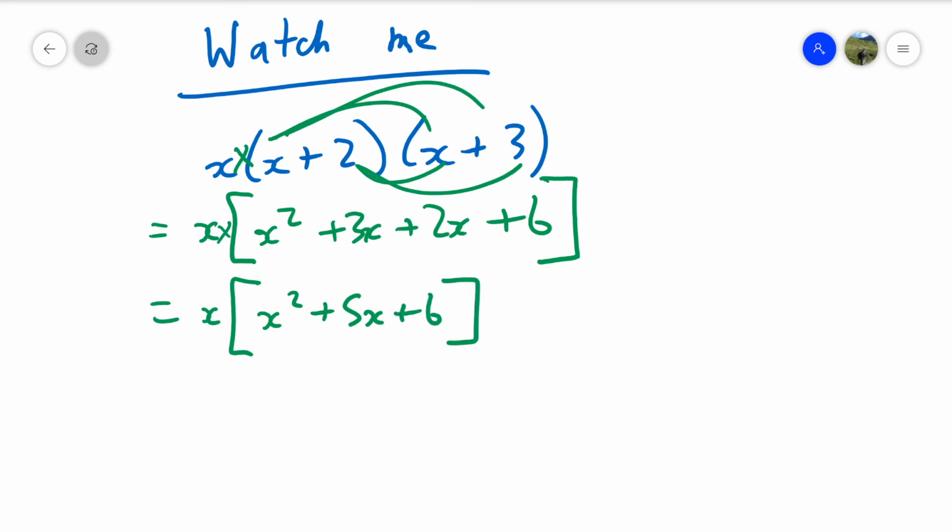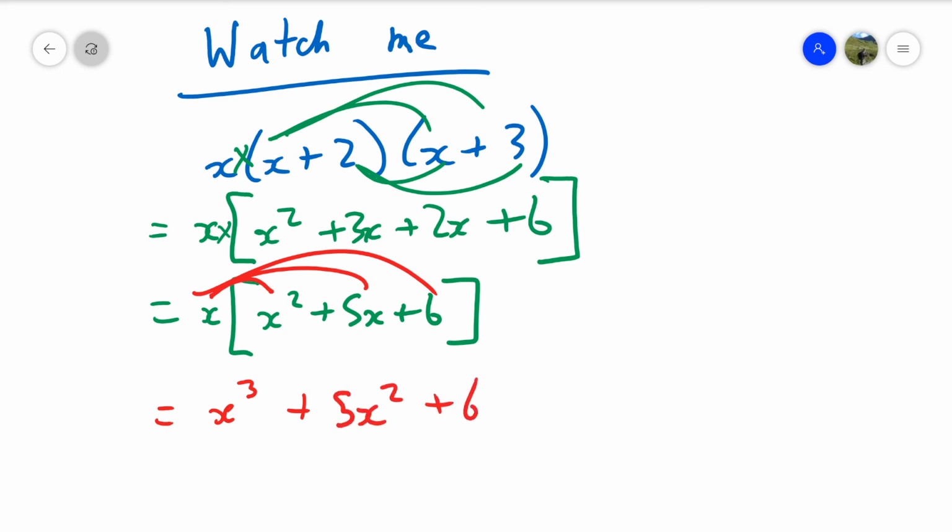So what do we do now? Let's use a different colour. Let's go on to red. Well, x is timesing everything. So that's going to be x cubed, because x times x squared is x cubed. x times 5x is 5x squared. x times 6 is 6x. That's the answer.